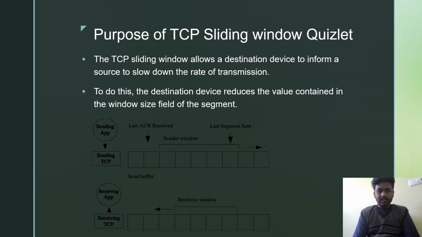Purpose of TCP sliding window quizlet. TCP sliding window allows the destination device to inform the source to send the data slowly. The rate of transmission should be slow. To do this, the destination device reduces the value contained in the window size field of the segment.